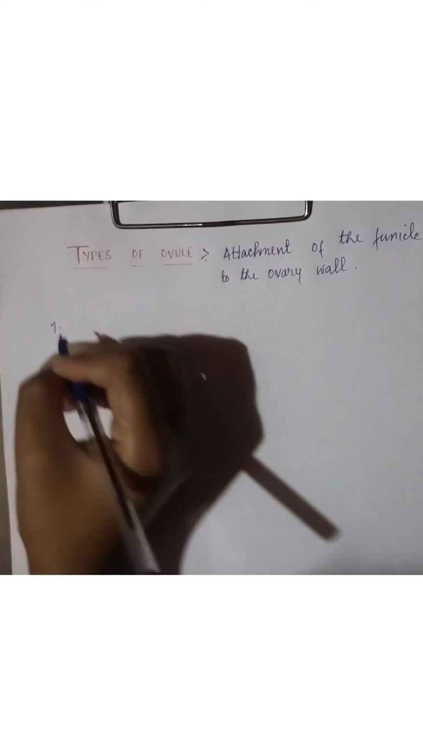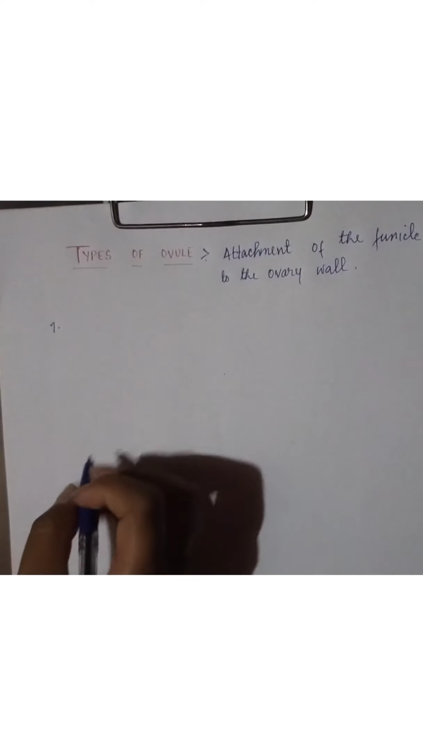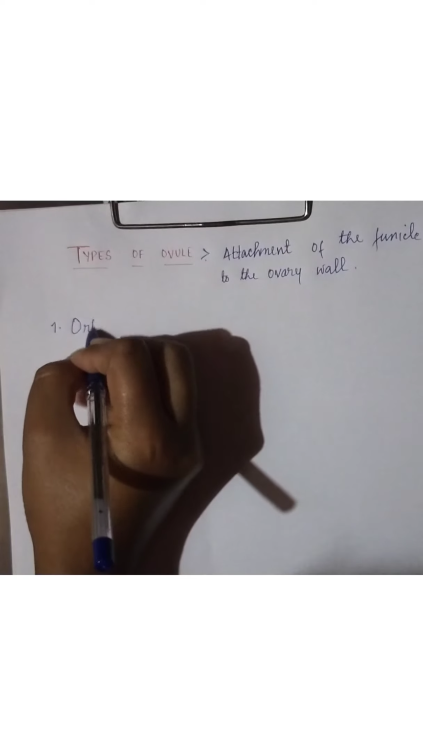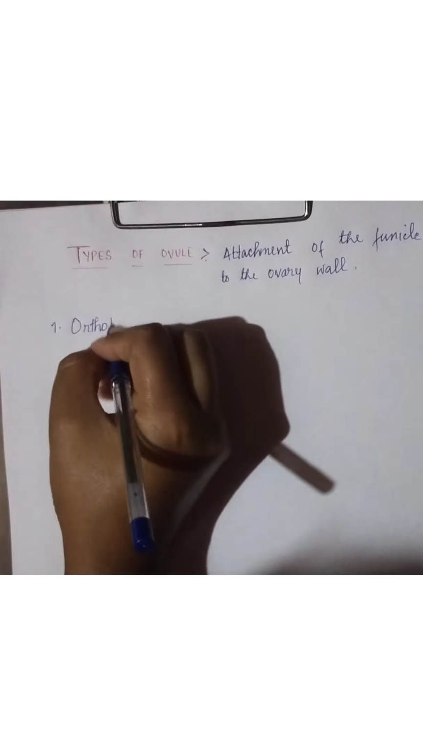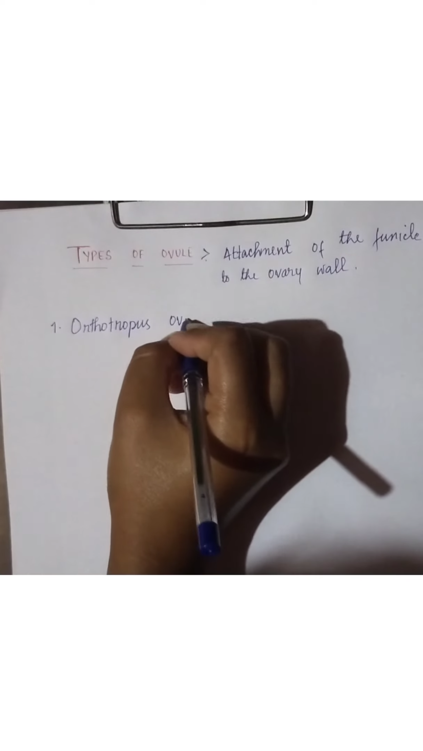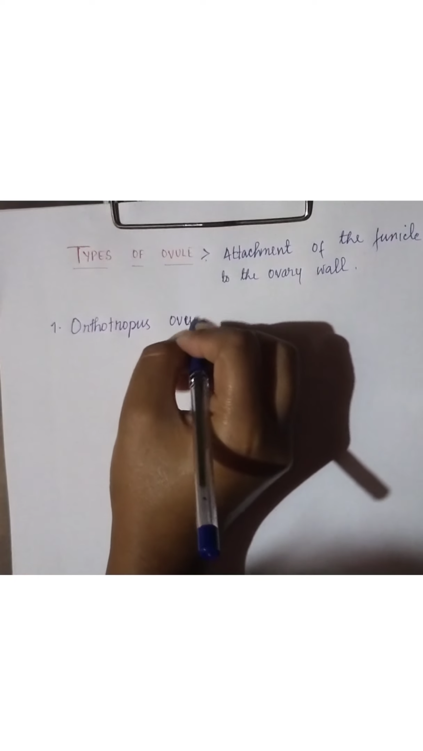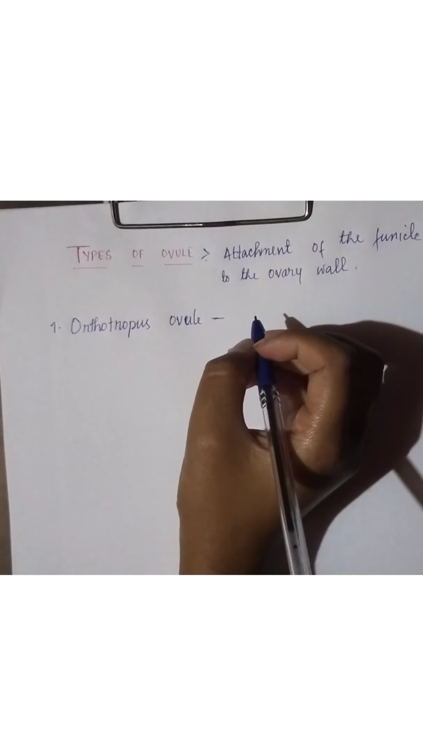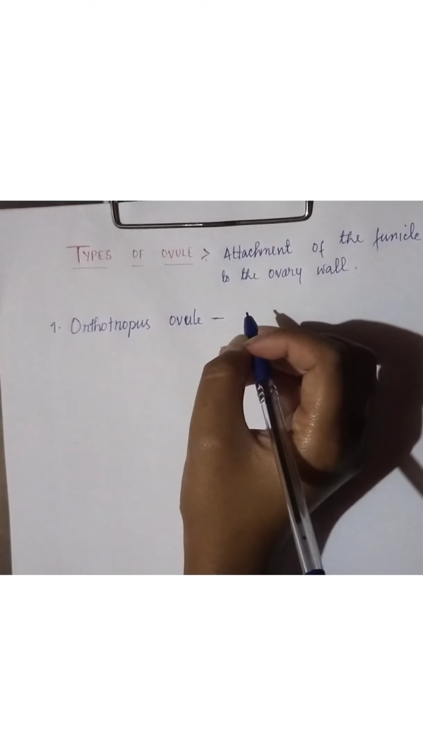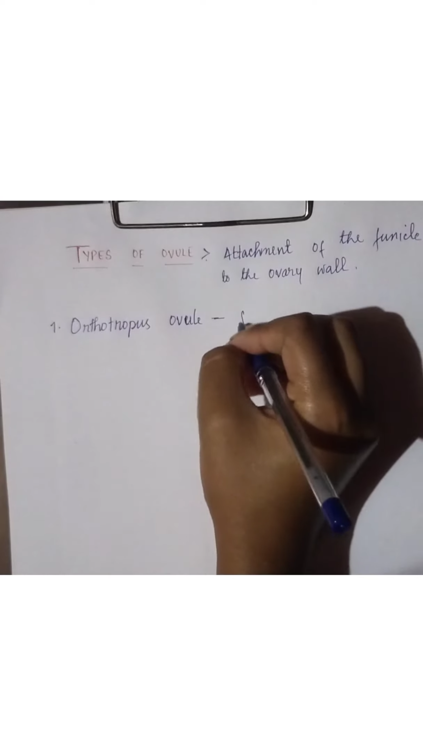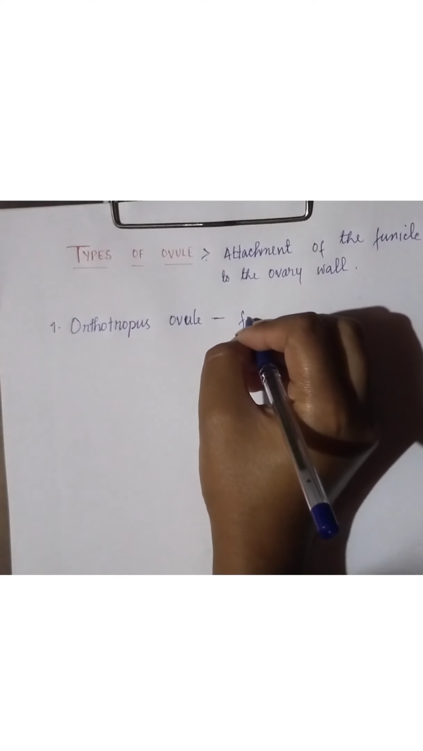So the first one we shall learn is the orthotropous, O-R-T-H-O-T-R-O-P-O-U-S. Orthotropous ovule is that type of ovule in which the funicle, the chalazal, and the micropyle lie in a straight line.